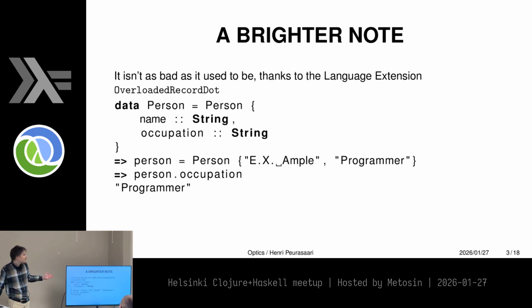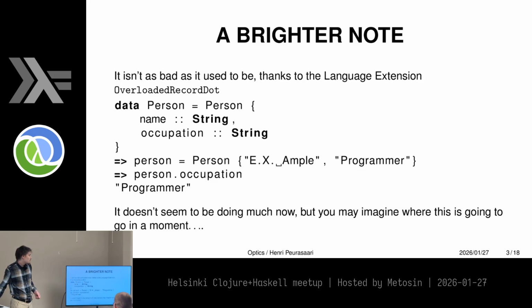So, on a brighter note, this isn't as bad as it used to be in Haskell when I was writing this last time, because we now have the language extension OverloadedRecordDot, which allows this style of access, where there's the data itself, and then there's the accessor we want to use, so we can get the programmer out of the example's occupation here. Though, yeah, it doesn't seem to be doing much now, but we know how the structures tend to go.